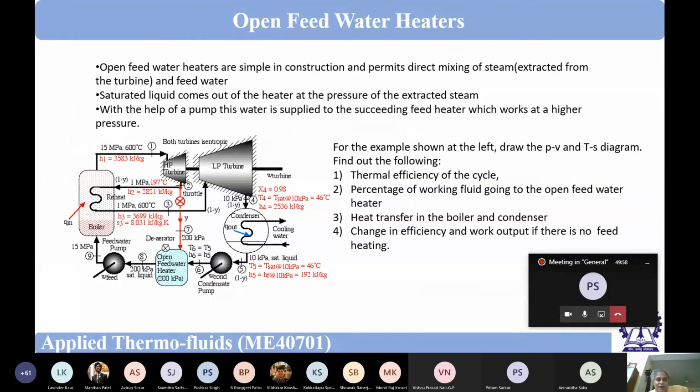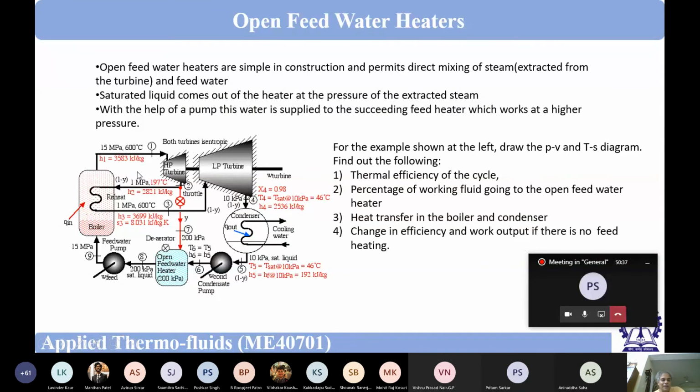This is an open feed water heater. I will not elaborate on it; I have already elaborated. But here there is a problem. Please solve it. For the example shown on the left, all values are given, even enthalpy values. You do not have to refer to the steam table. So draw the PV and TS diagrams and find the following: thermal efficiency of the cycle, percentage of working fluid going to the open feed water heater, heat transfer in the boiler and economizer, and then the change in efficiency and work output if there is no feed water heating.